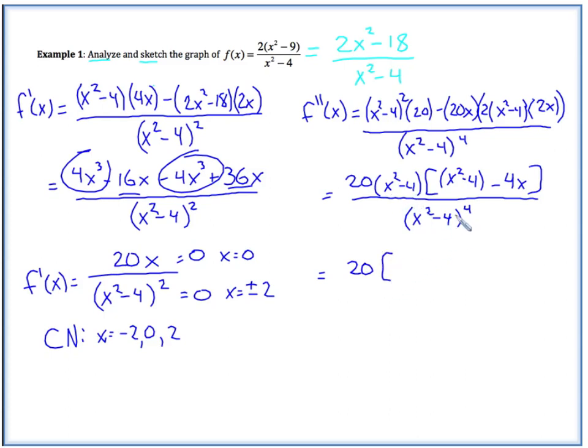Okay, so that's gone. And then this x squared minus 4 minus 4x, that's going to be negative 3x squared minus 4. And it'll be x squared minus 4 cubed. Remember, because we got rid of one of the x squared minus 4's right there. So here is your second derivative.